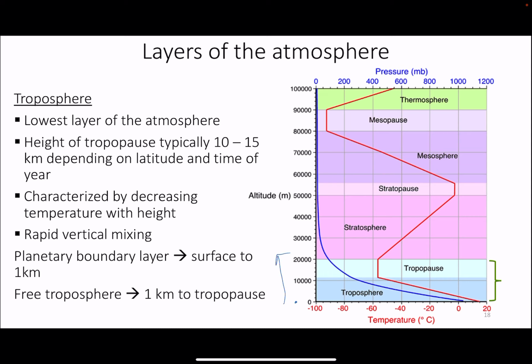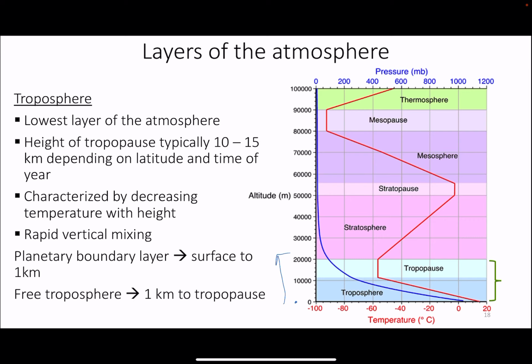So the troposphere is the lowest layer of the atmosphere. The word tropos means mixing in Greek, and the troposphere is the well-mixed layer of the atmosphere. And it extends up to the tropopause, which is typically about 10 to 15 kilometers high. Depends on latitude a little bit and time of year. And the troposphere is characterized by decreasing temperature with height. And this is because the surface of the Earth is warmed from the sun. And as you move away from the surface of the Earth, the atmosphere gets cooler. And there's rapid vertical mixing here.